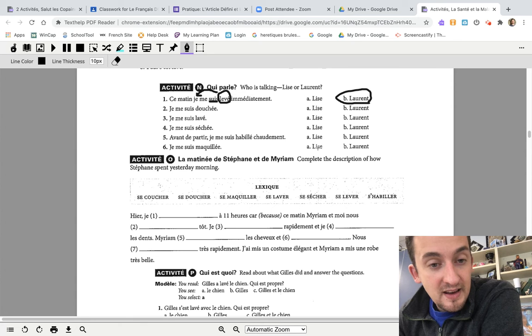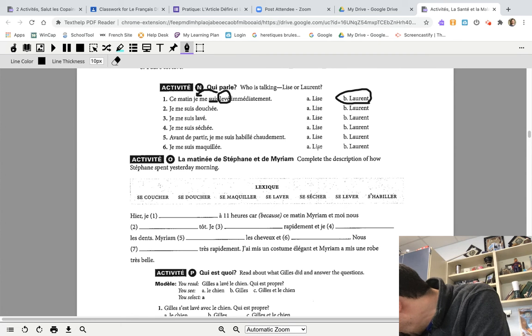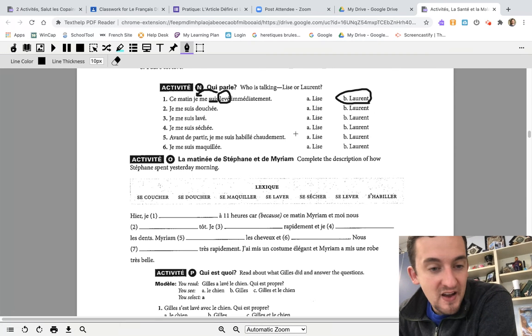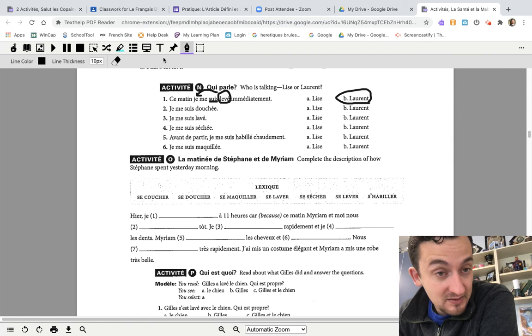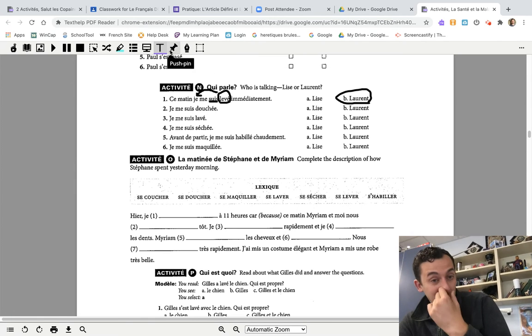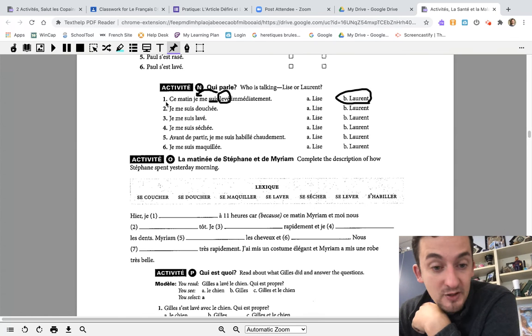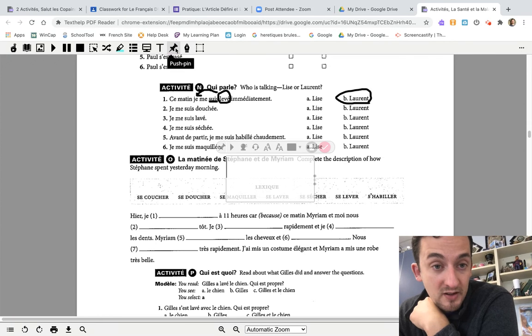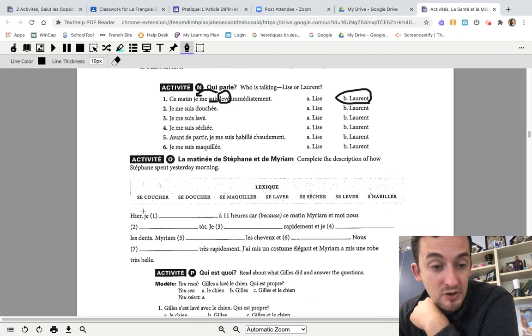D'accord? Activité O. La matinée de Stéphane et de Myriam. Stéphane is telling you how he spent his morning, so we're going to complete this. So you've got some words for clues. I'm just going to tell you that we're using the past tense here, and I'm not going to do one of these for you. I'm just going to point out some words you should know.